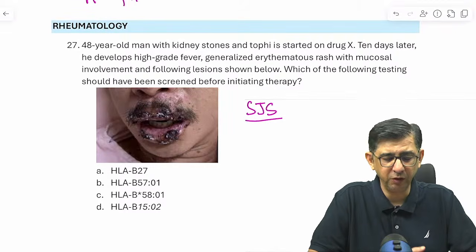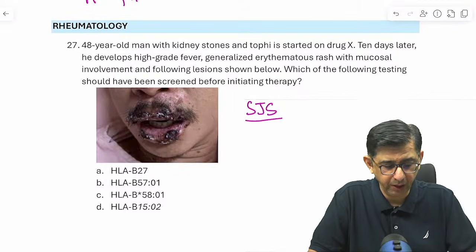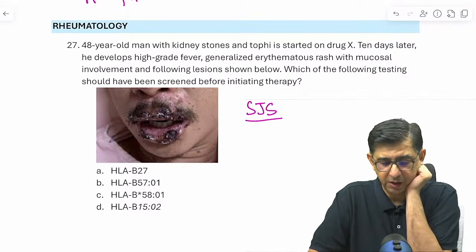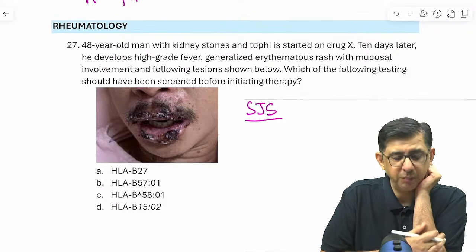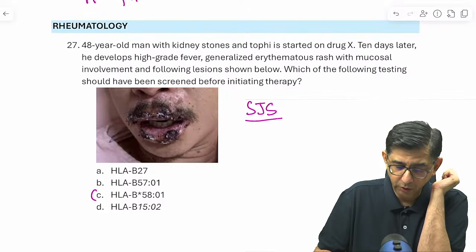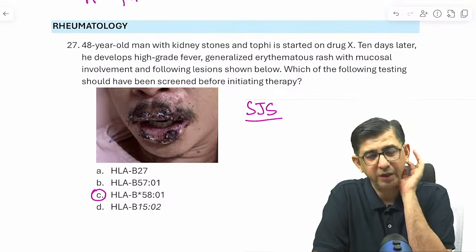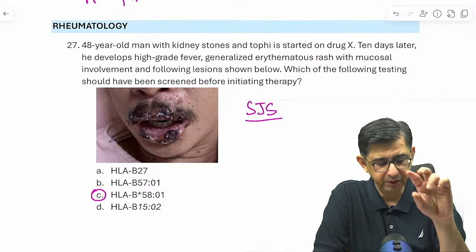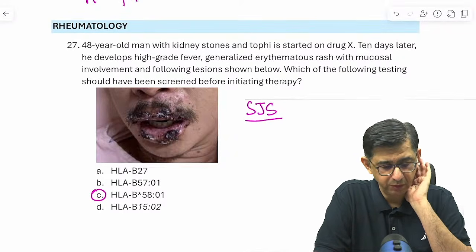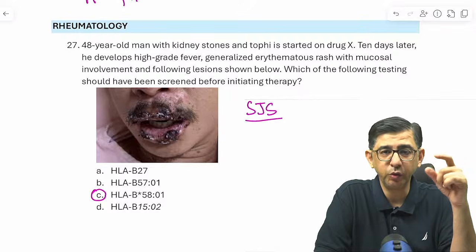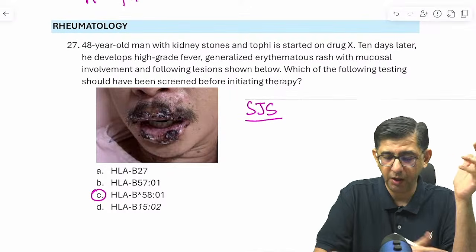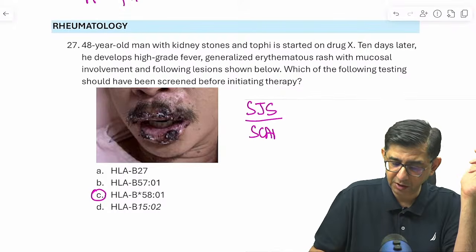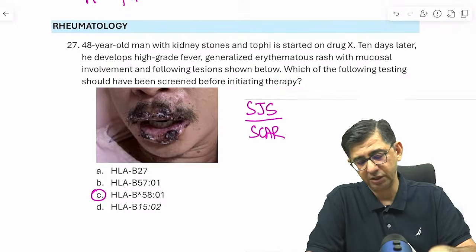So hemorrhagic crusting of lips is what is highlighted at the moment. And in this particular case, guys, the answer is option C, that is HLA-B5801. A lot of people have answered B51, but it is actually B5801. I think there must be some words missing in the question, because whenever I say severe cutaneous adverse reactions, we call them SCAR. What is happening in the patient is SCAR with allopurinol.